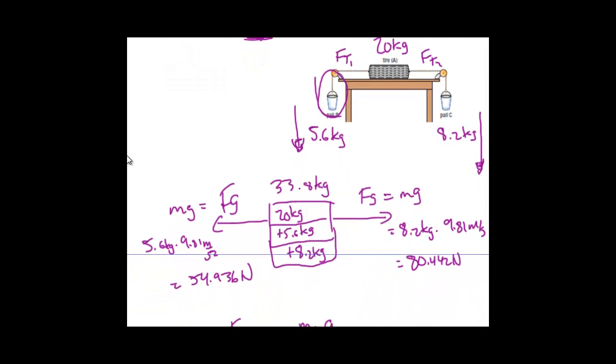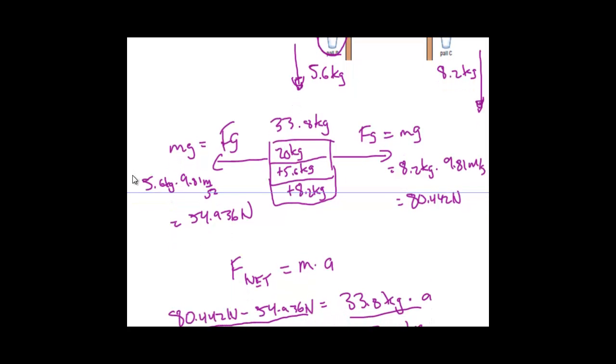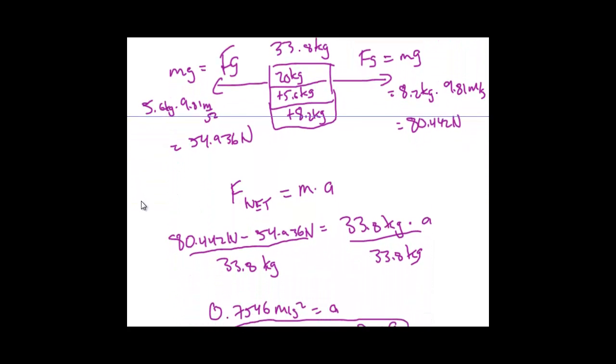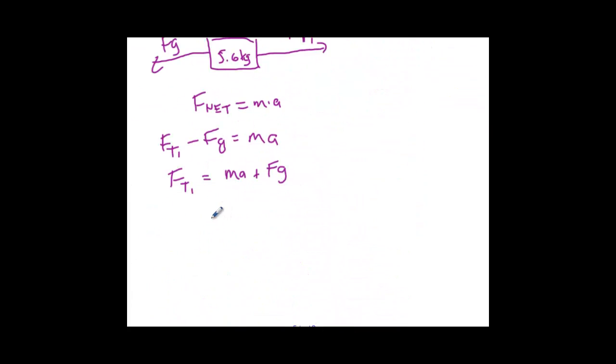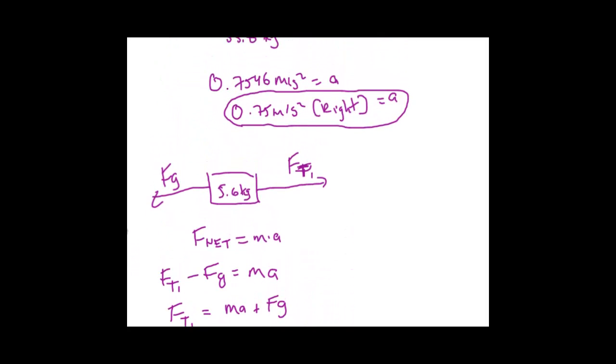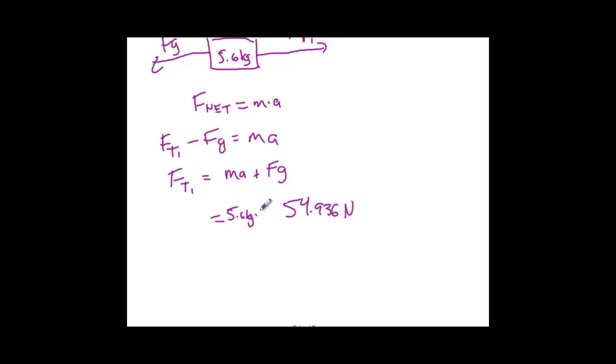We already know how much gravity is acting on this bucket, though. It is 54.936 newtons. Then I just need to figure out the mass and the acceleration just of this bucket. So now we're back to talking about just this bucket, and this bucket is 5.6 kilograms. But fortunately, we know how much it's accelerating because we just calculated that. It's accelerating at 0.75 meters per second squared.